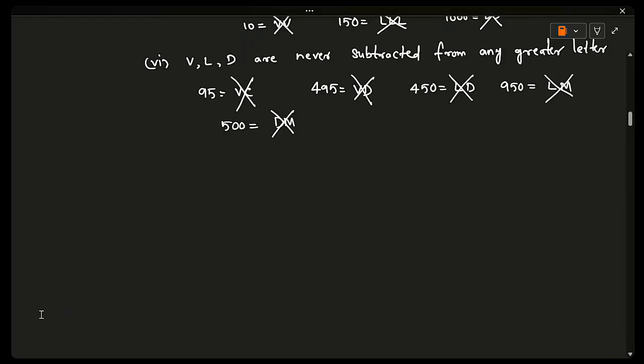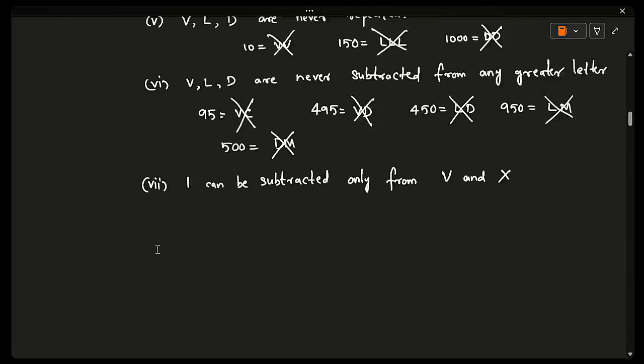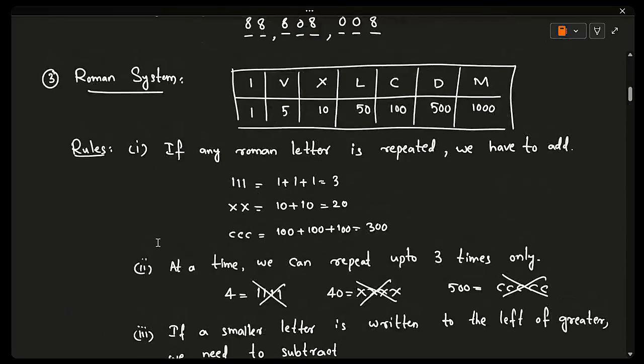So these are the two rules related to VLD. They are never repeated and they are never subtracted. Next rule is I can be subtracted only from V and X. So you can subtract I, but you can subtract only from V and X. How can we remember? You can remember from the table only. See, I can be subtracted from V. I can be subtracted from X. Next two letters only.